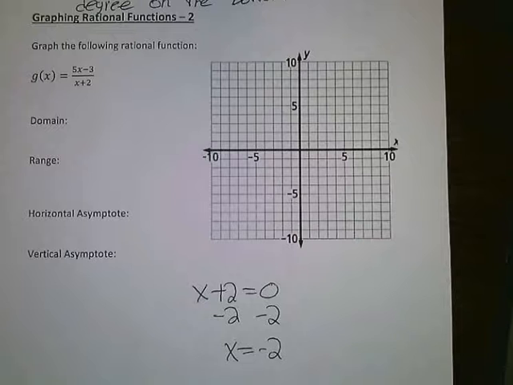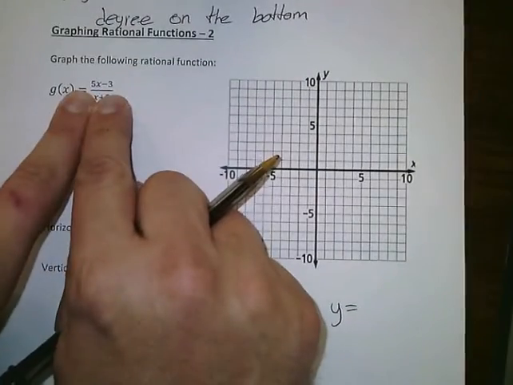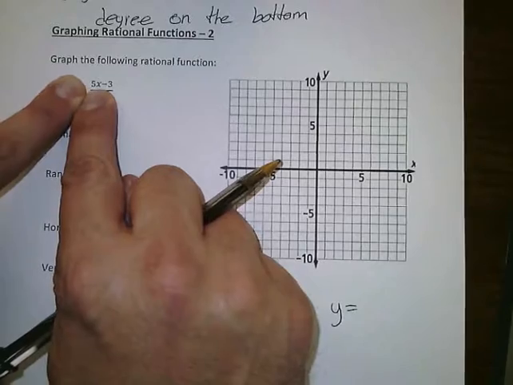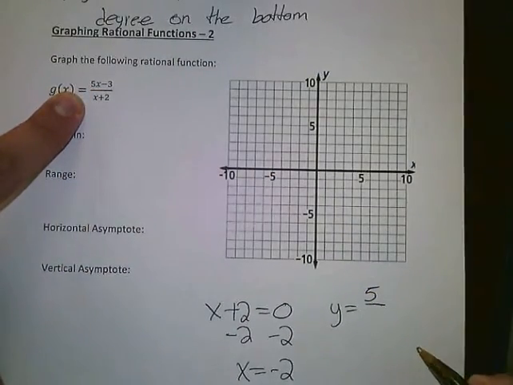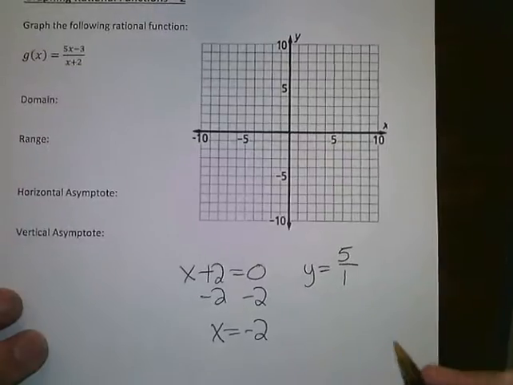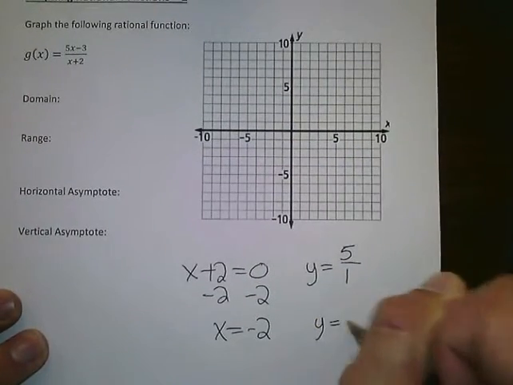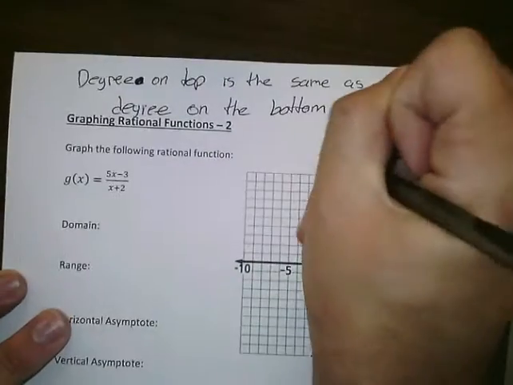To find the y value, what we need to do is take the leading coefficient on the top and divide by the leading coefficient on the bottom. The leading coefficient on the top is the first number that shows up in the front on the top, which is 5. The leading coefficient on the bottom, it's not written there, but when you have an x like that, the leading coefficient is 1. So we're really looking at 5 divided by 1, which is just 5. So my center point is going to be at (-2, 5). That's going to be pretty important to us.